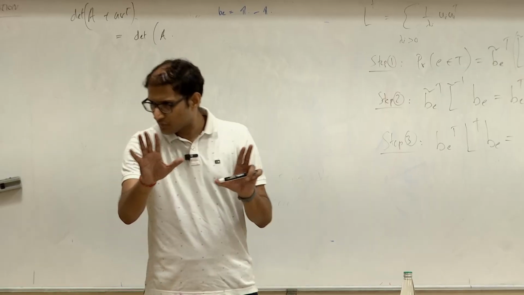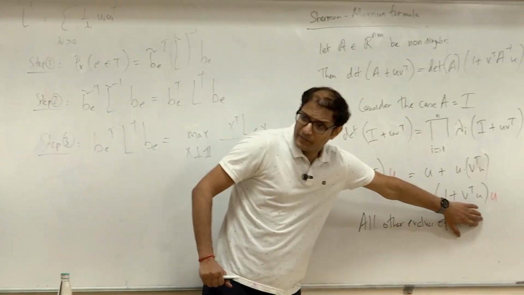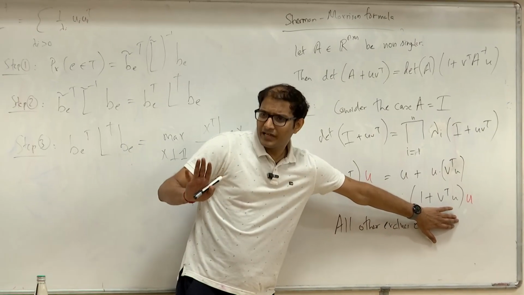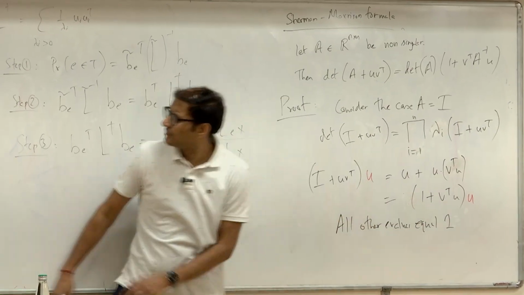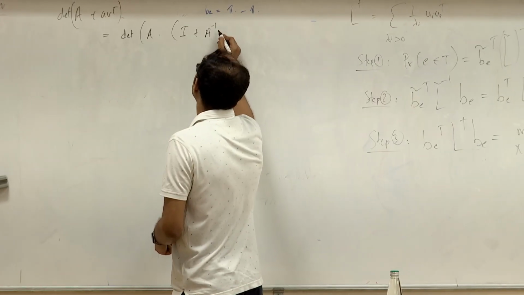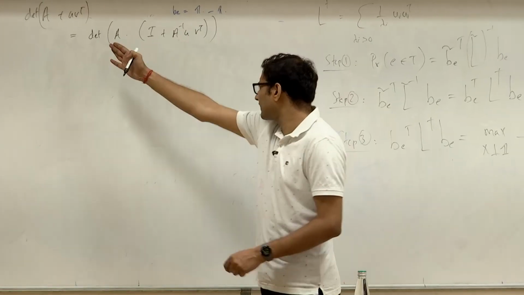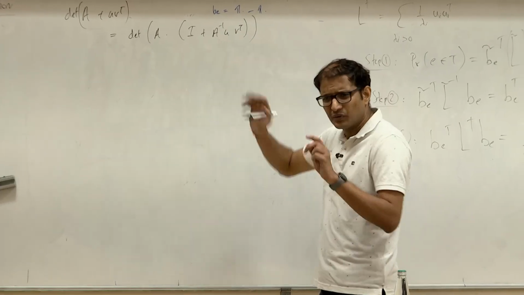So I want to say this for the rest of the class also. What Piyush is claiming is that if you believe that all the other eigenvalues are 1, the remaining proof is just algebra. There is nothing else to do, just write I plus A inverse U V transpose everywhere else. After that the remaining claim follows: the determinant factors out, and the determinant of this term follows.